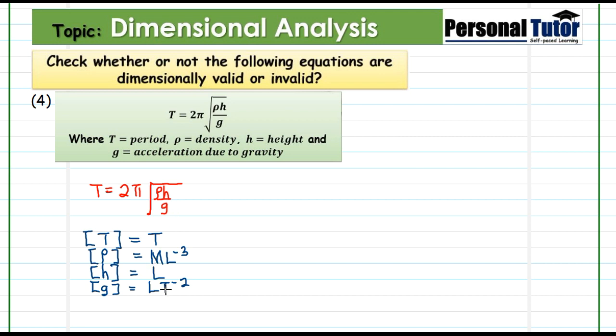We now have the luxury to substitute this into the equation. So for t, it still remains as T is equal to 2 pi, ignored, then square root of that of the rho, M L exponent minus 3, times the height L, all these over the g, M L exponent minus 2. Okay, so let's work on those under the square root.